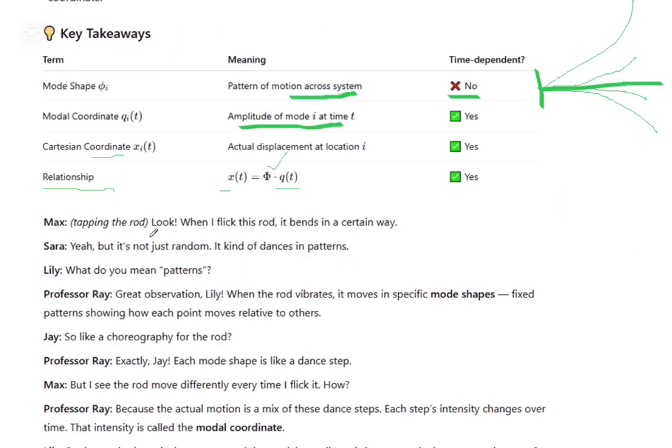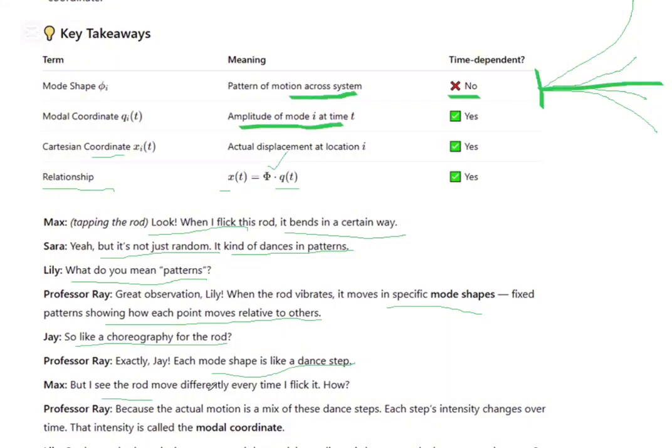So let's discuss. Look, when I flick this rod, it bends in a certain way. That's right. But it's not just random. It kind of dances in patterns. What do you mean by patterns? Great observation, Lily. When the rod vibrates, it moves in specific mode shapes, fixed patterns showing how each point moves relative to others. So it's like a choreography for the rod. Exactly. So each mode shape is like a dance step.